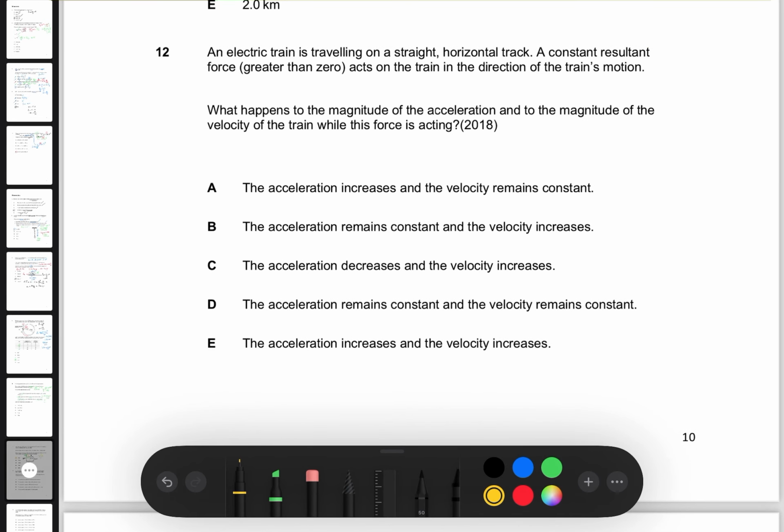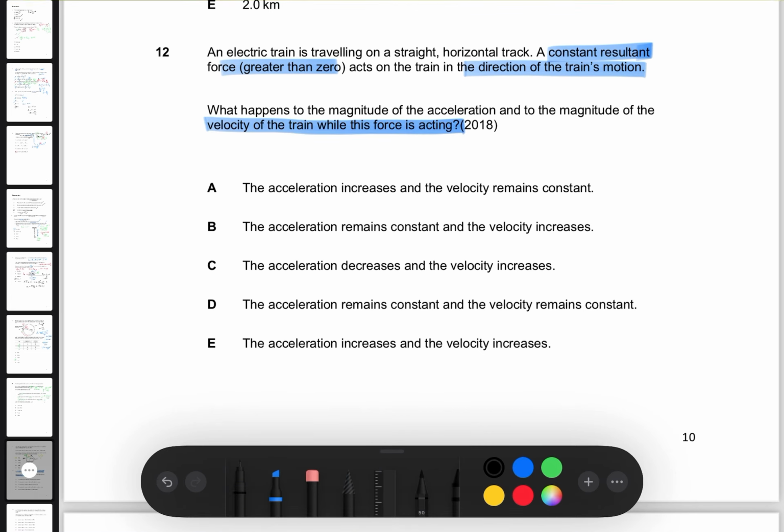Let's take a look at number 12. It says an electrical train is traveling on a straight horizontal track. A constant resultant force greater than 0 acts on the train in the direction of the train's motion. So it's going to accelerate the train. What happens to the magnitude of the acceleration and the magnitude of the velocity of the train?